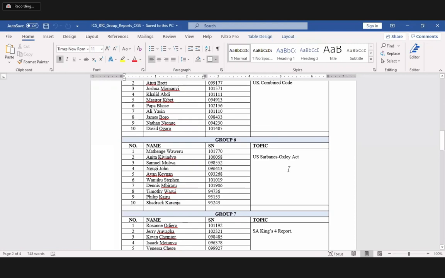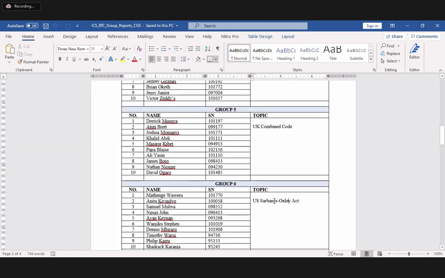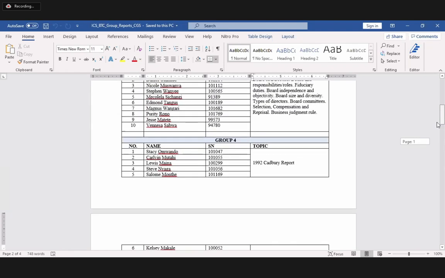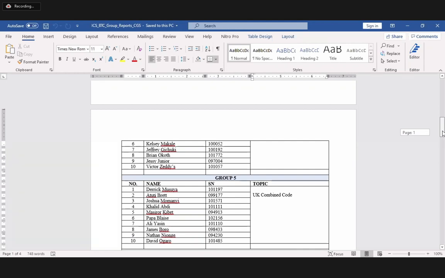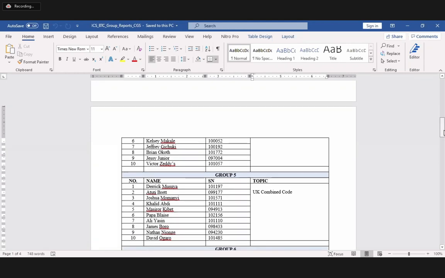And Group 6, when you report on the Sarbanes-Oxley Act, you can also tell us more about the case of Enron, because I think it's one of the reasons why they made this act. It's a regulation in the US on corporate governance. Since you are many, you can look at the whole thing, otherwise you can put the highlights. It's up to you.